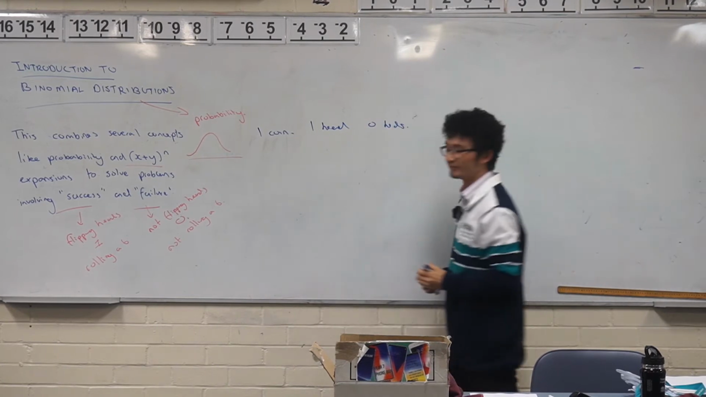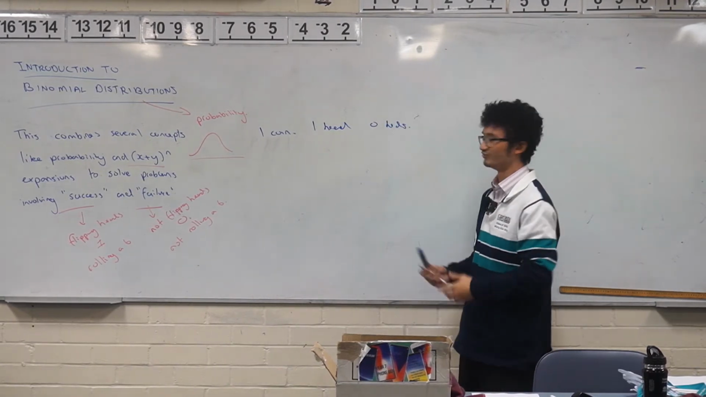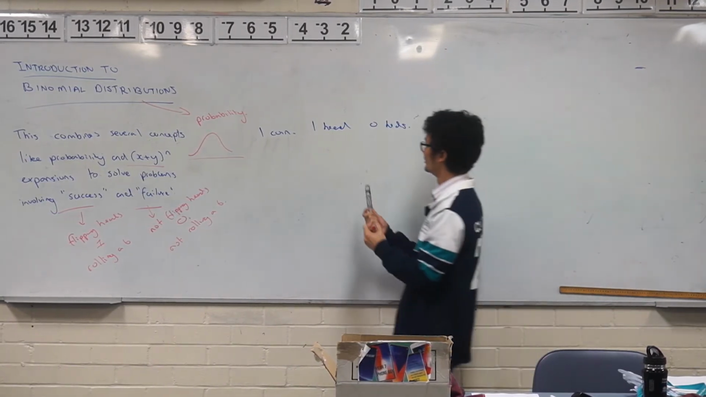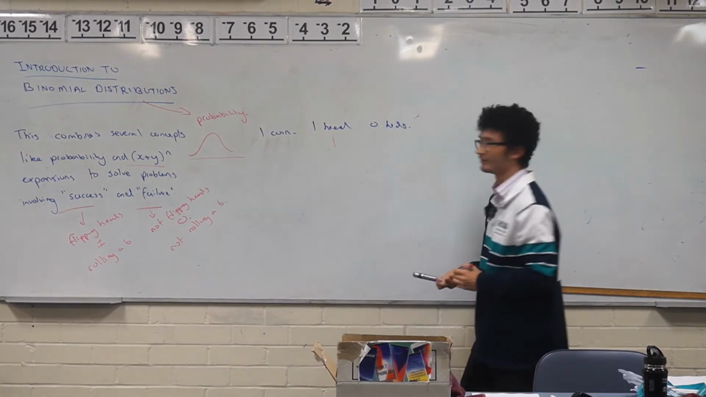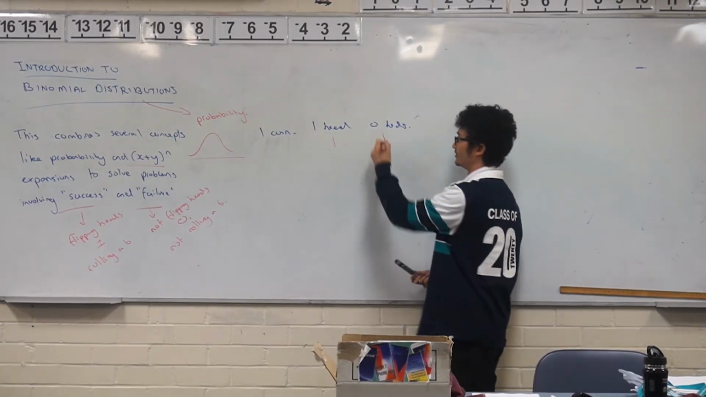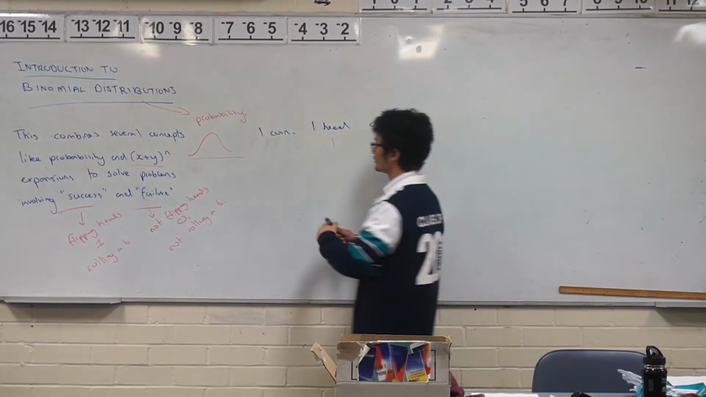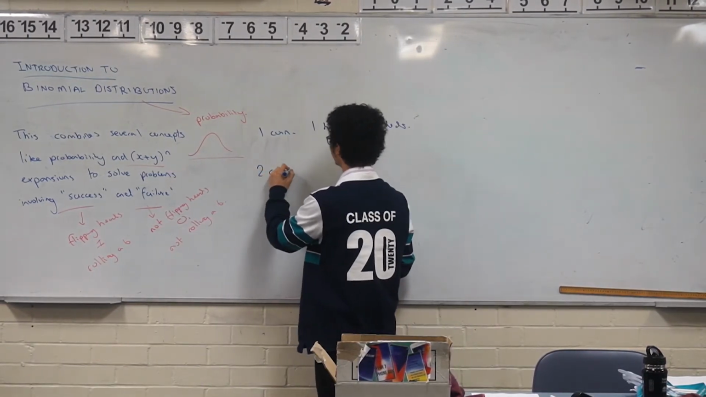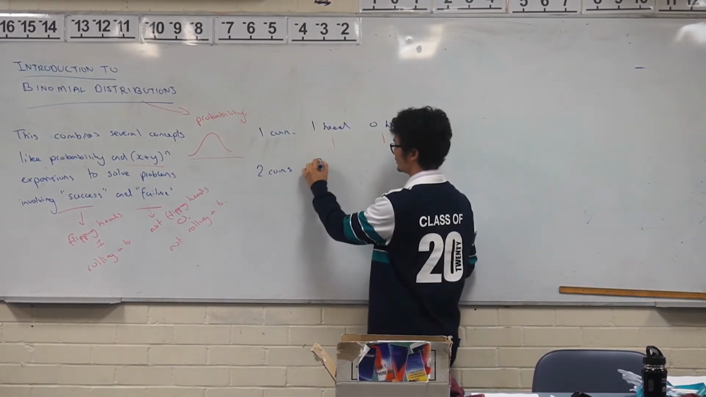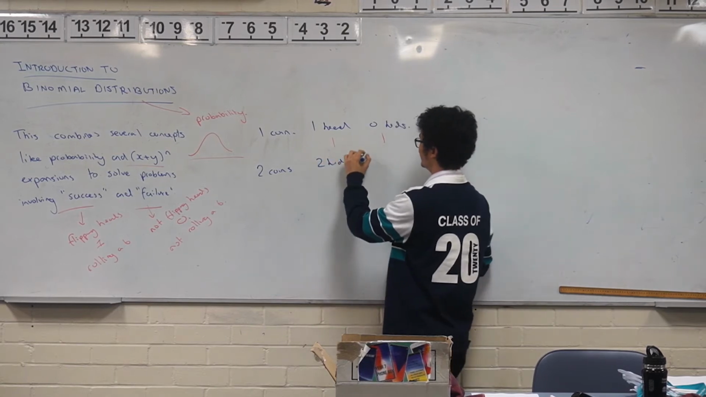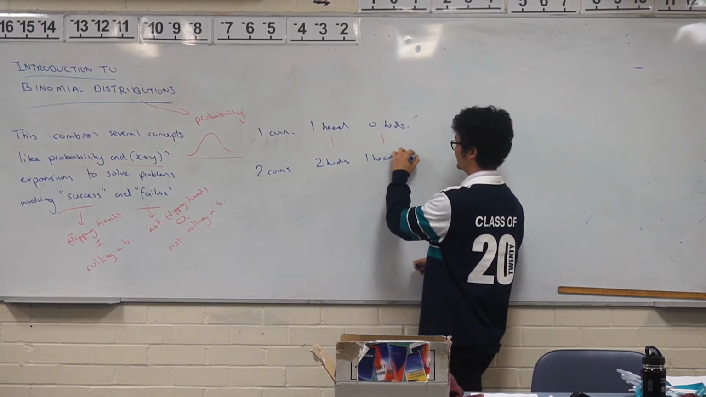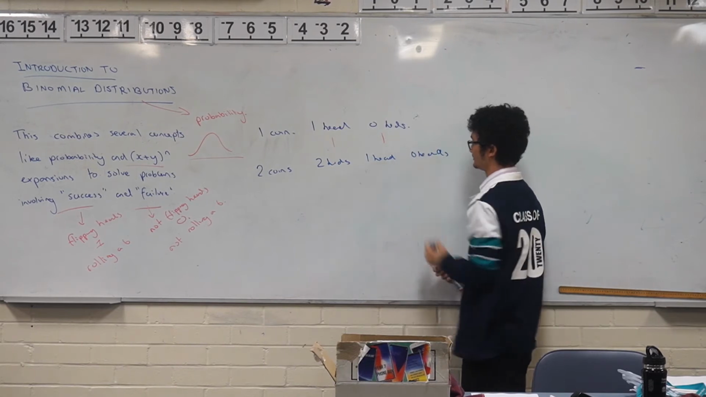So if I've got one coin, that's not particularly interesting. If you can get 1 head, there's one way you can do that. How many ways can I get 0 heads? Also 1, because I just get tails. 2 coins, though, that starts to add a bit of variation. So now with 2 coins, we can get 2 heads, 1 head, 0 heads.